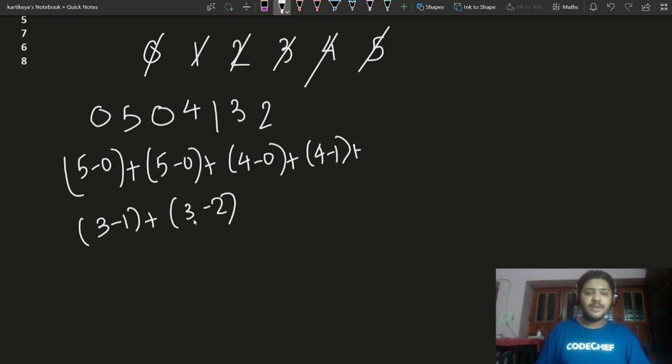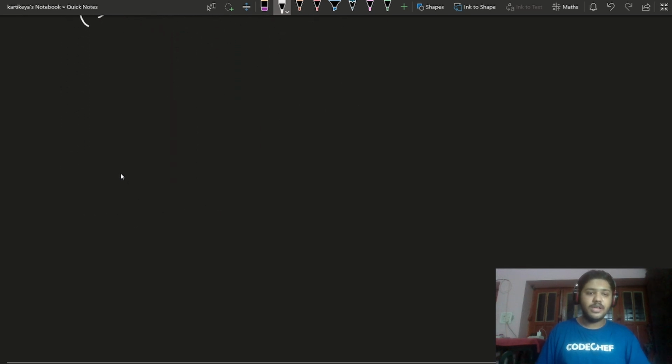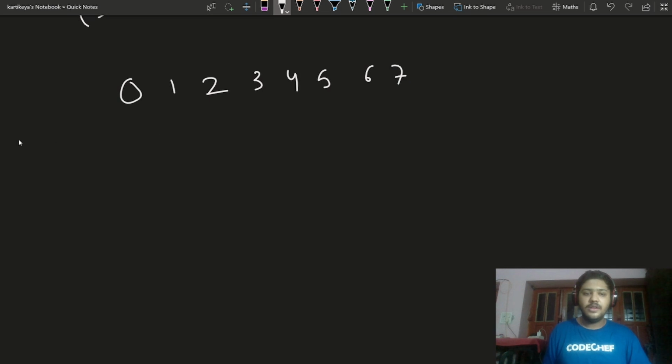Now let's write the same expression for n equal to 7. When n is equal to 7, we have 0, 1, 2, 3, 4, 5, 6 and 7. We are standing at the point 0. Now we want to turn off the rightmost light, which is 7. We turn it off. Now we want to turn off the leftmost light, which is 0. We turn it off. We want to turn off the rightmost light again, which is 6. We turn it off. We want to turn off the leftmost light again, which is 1. We turn it off. Now again the rightmost light, which is 5.